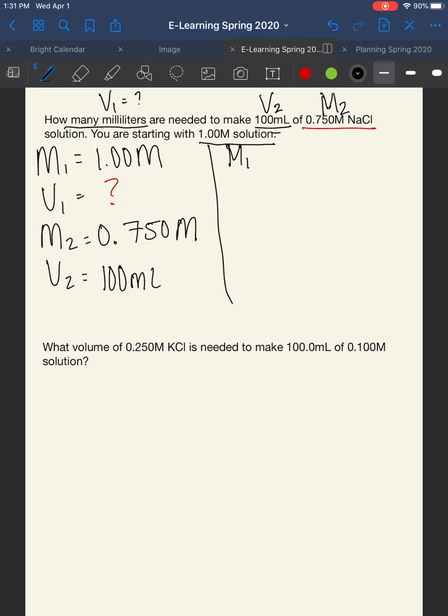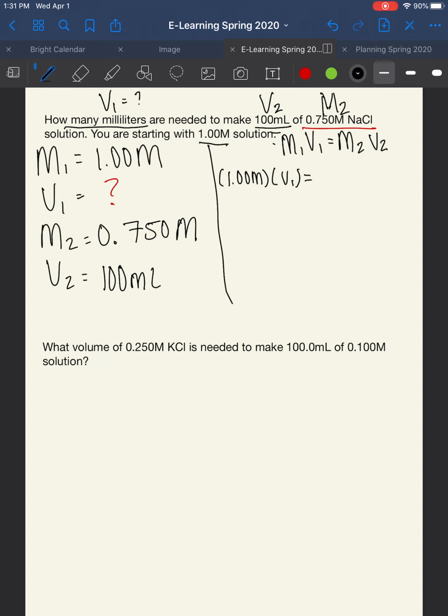There is going to be a little bit of math involved, but nothing major. So again, M1 V1 equals M2 V2. Going from there, we're going to plug in the values that we know. I'm just going to erase this little M1 here so I have some more space to work in. We know my M1 is 1 molar, so I have 1.00 molar times my V1, which I don't know.